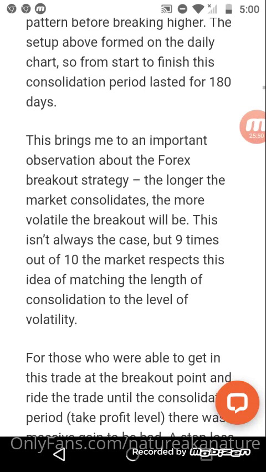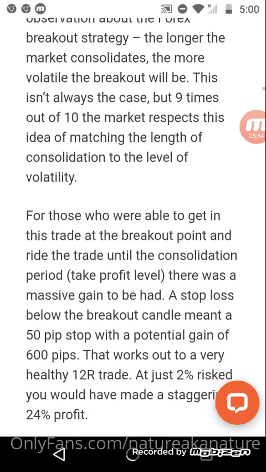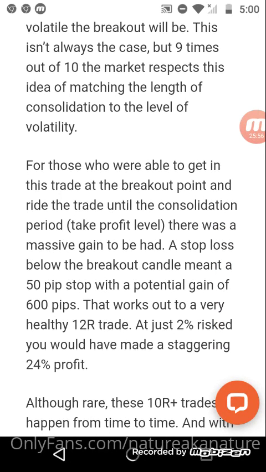A stop loss below the breakout candle meant about a 50 pip stop with a potential gain of 600 pips. That works out to be a very healthy 12 to 1 risk reward trade. Risking just 2% with a 12 reward ratio, 2 times 12 gives you a staggering profit of 24%.